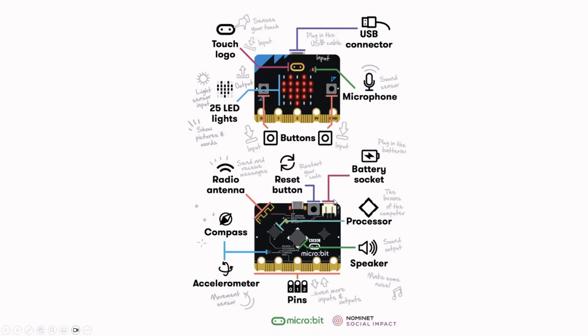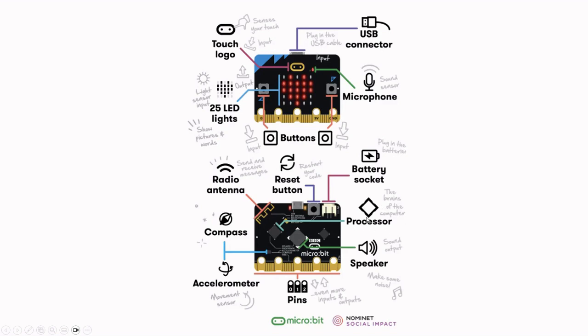So if you do have the battery pack, you can plug it in there and have your microbit with battery power away from your computer. And it's got a reset button that allows you to restart the program that you've put onto your microbit. Also, if you hold that down, it turns off your microbit, so you're not wasting battery with it running when you don't want it to.